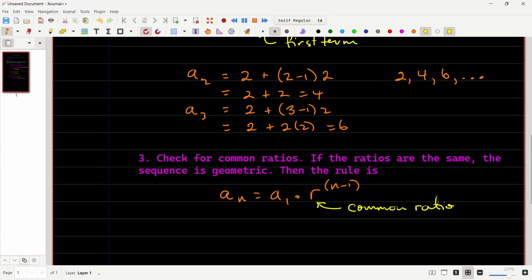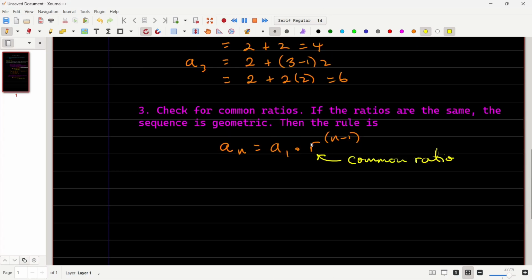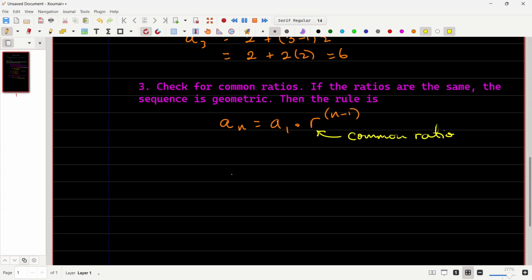All right. Let's say we start with 2 again. So let's say a1 is equal to 2. Then a2 would be equal to a1, which is 2, times r raised to the power of n minus 1. Let's say the common ratio is 3, and then n is 2, so n minus 1 is 2 minus 1. And we'll have 2 times 3 to the power of 1, which is 6.